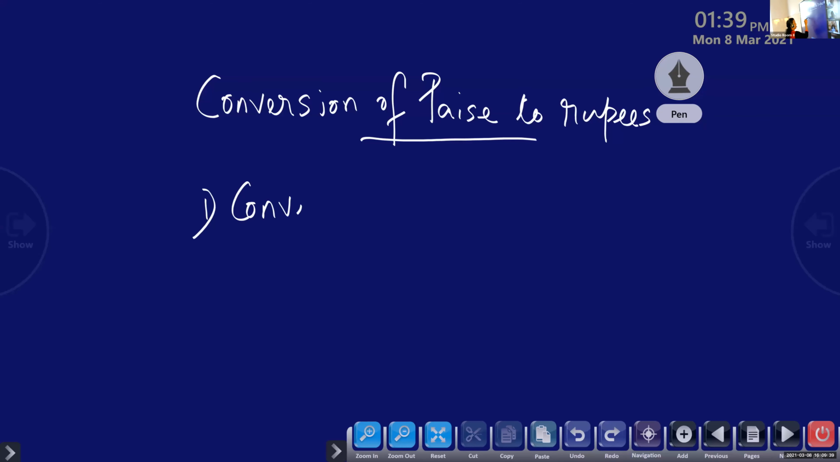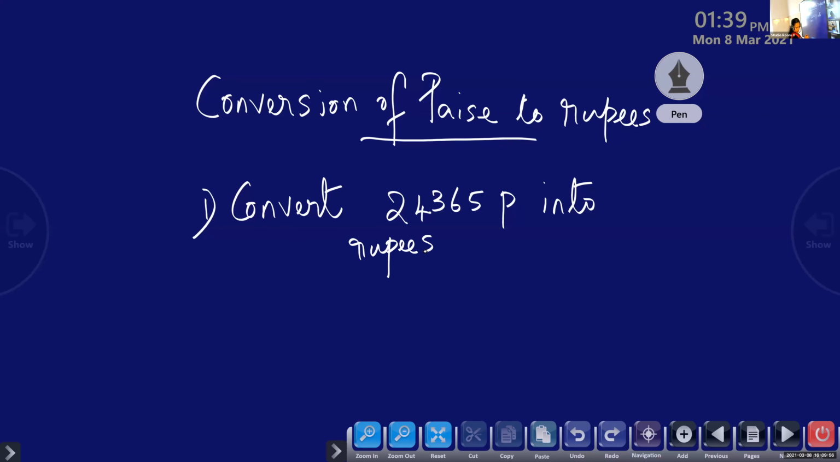Convert 24365 paise into rupees and paise. So convert here 24,365 paise. We have to convert into rupees and paise. So children, to convert paise to rupees, what we have to do? Divide.